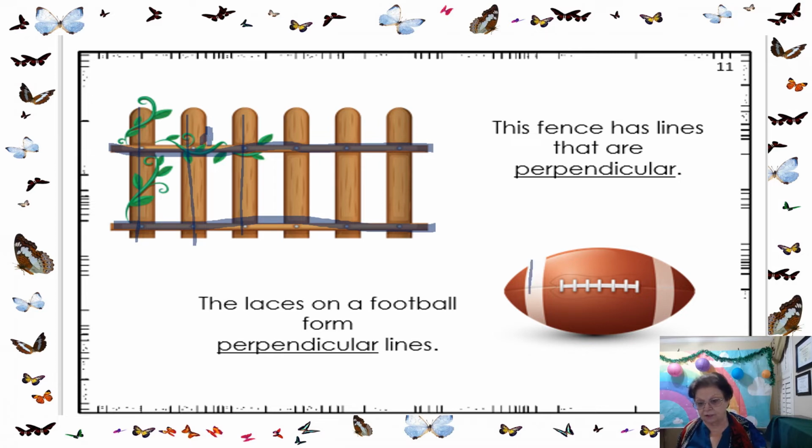The lines on a football, the white lines on the edges, are parallel. But look at these here. You see how they, I'll just draw it bigger. The lacing on a football makes perpendicular lines. You can make a square.